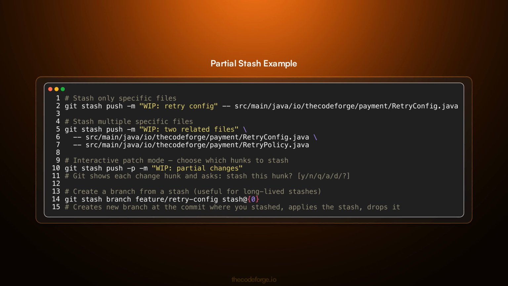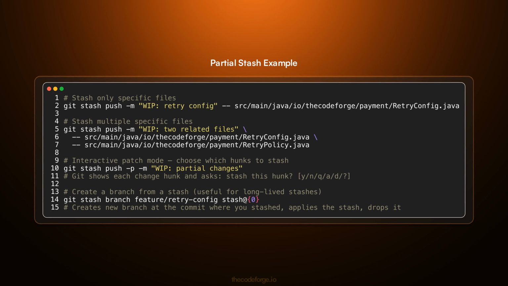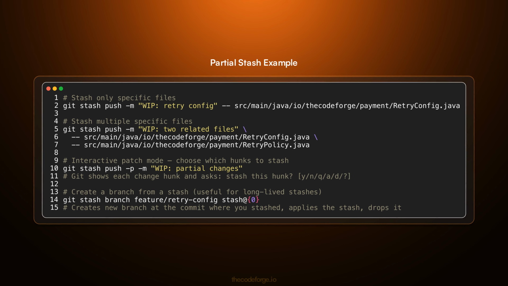Here's how to stash specific files. Use git stash push -- path. For multiple files, list them. Interactive patch mode with -p lets you choose which hunks to stash. And git stash branch converts a stash into a proper branch, which is useful for long-lived stashes.